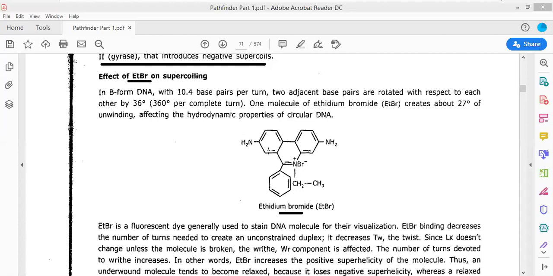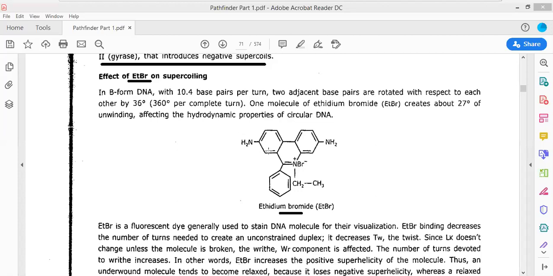This is what happens in the case of a local compartment of a train, okay? So here is how ETBR functions. ETBR moves in between the two nitrogenous bases of one strand of DNA. The single strand of DNA contains n number of nitrogenous bases. ETBR moves in between them. As ETBR moves in between them, it separates the two strands of the DNA by increasing its size.